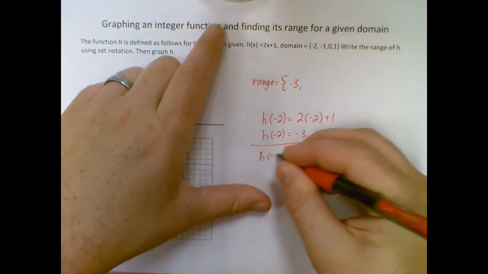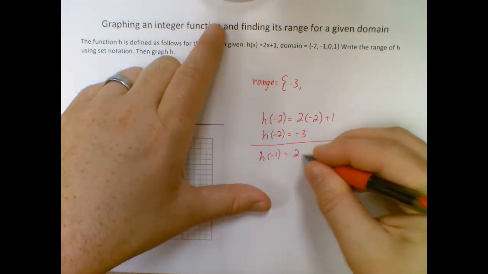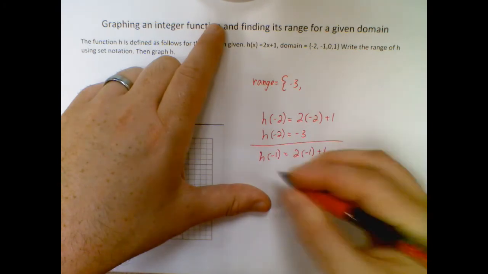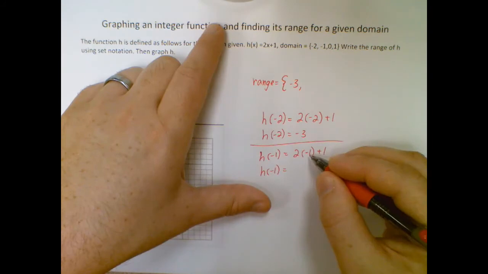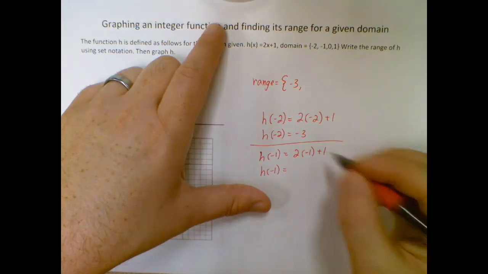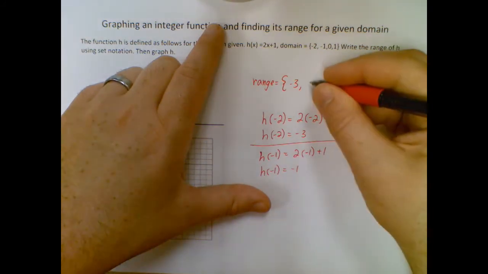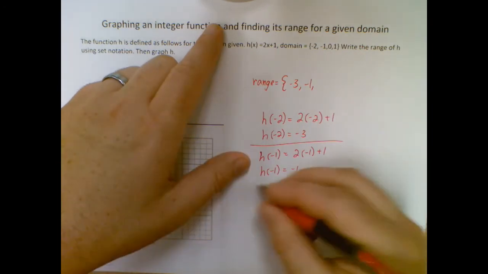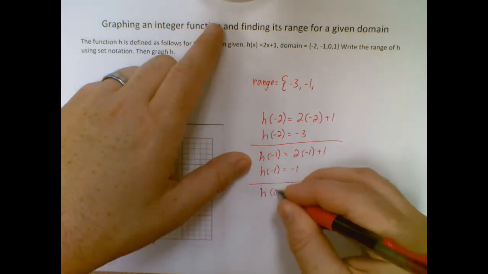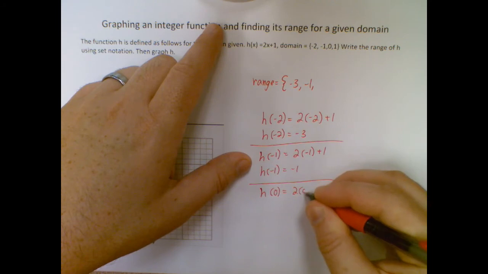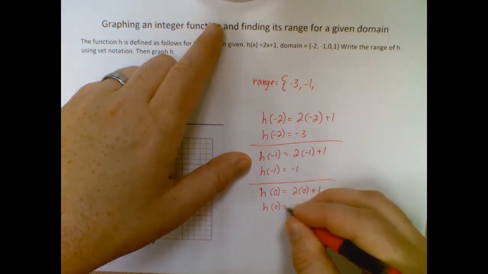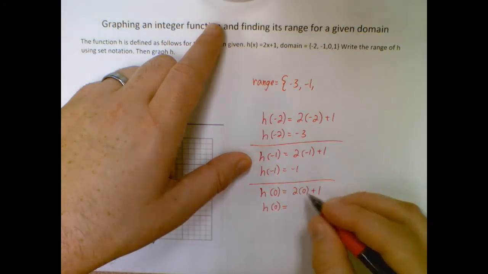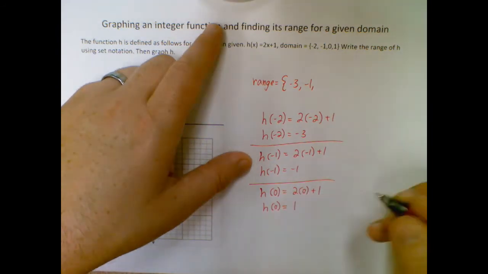So h of -1 would be 2 times -1 plus 1. So 2 times -1 is -2 plus 1, which is -1. Always love 0. It's always a good number to plug into something because it just drops out. So 2 times 0 is 0. I don't need to add it to anything, so 1.